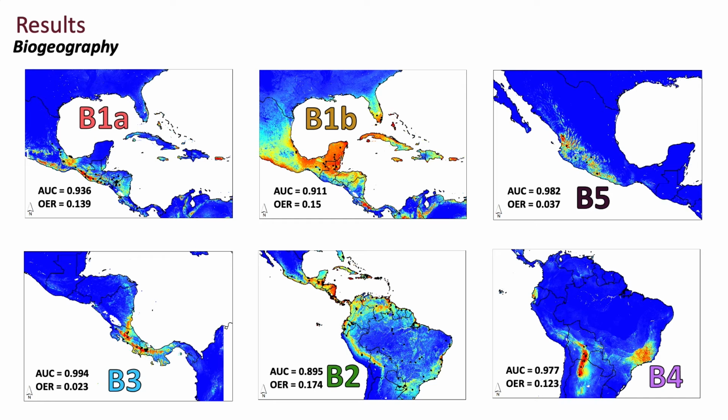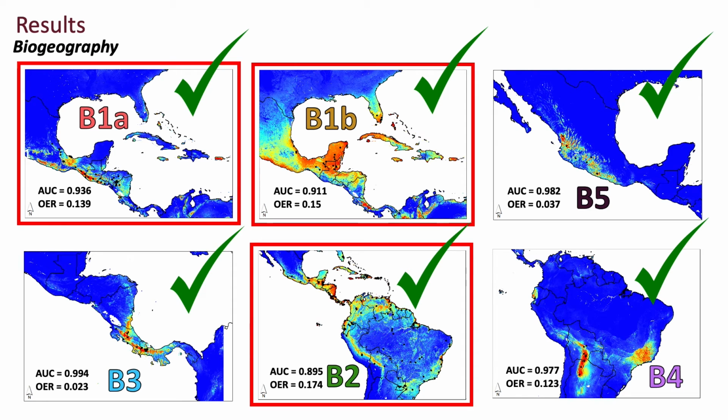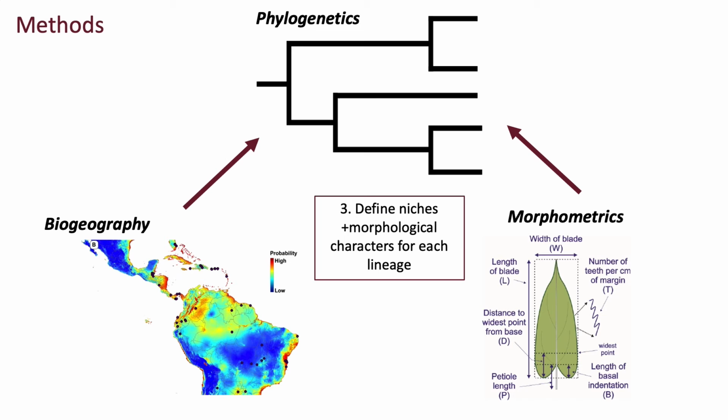And here are the ecological niche models. If we look at the AUC scores and the OER scores, we can see that these are pretty good models, some of them being really good. So I would give these all a thumbs up. But I will mention that something interesting, and I think somewhat expected, is that our more broadly distributed lineages have poorer or lower scores. Like I said, I think that's to be expected, but these are good models.